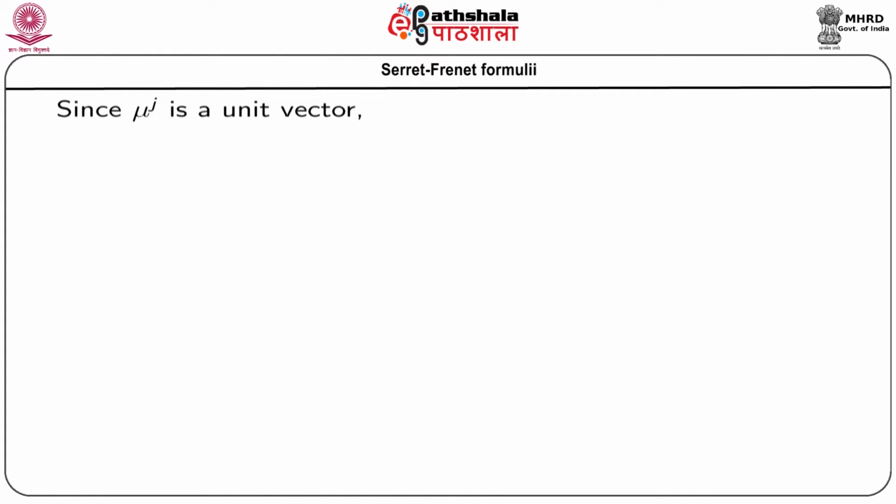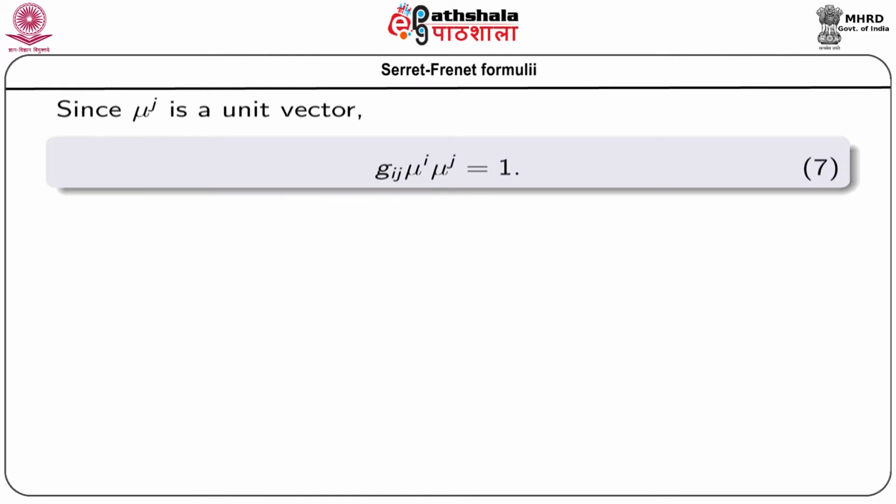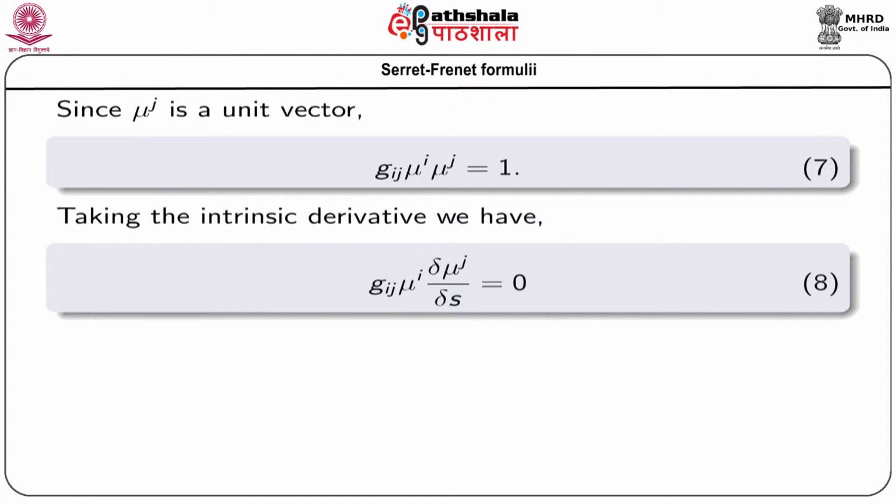Now, since mu^j is a unit vector, we have this condition g_ij mu^i mu^j equals 1. Now, taking the intrinsic derivative with respect to s of the above equation, we get in a similar manner g_ij mu^i δmu^j/δs equals 0.